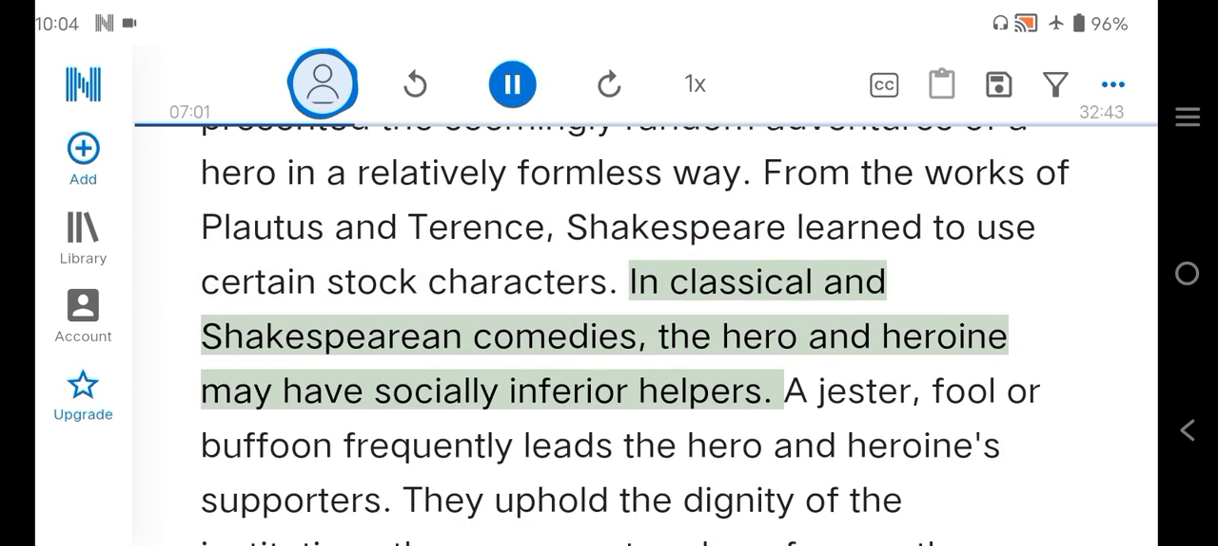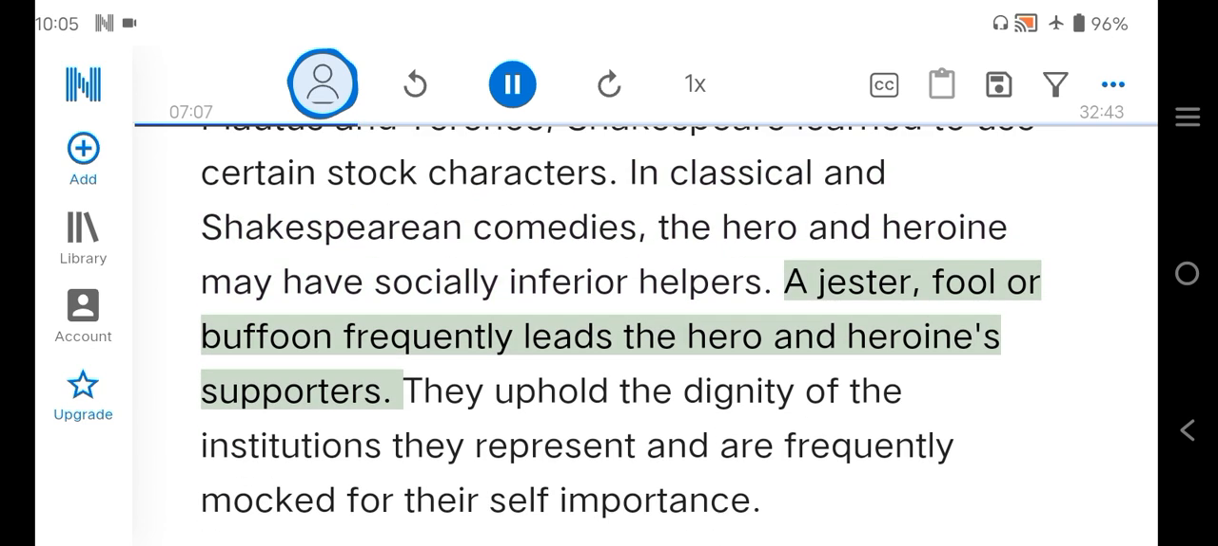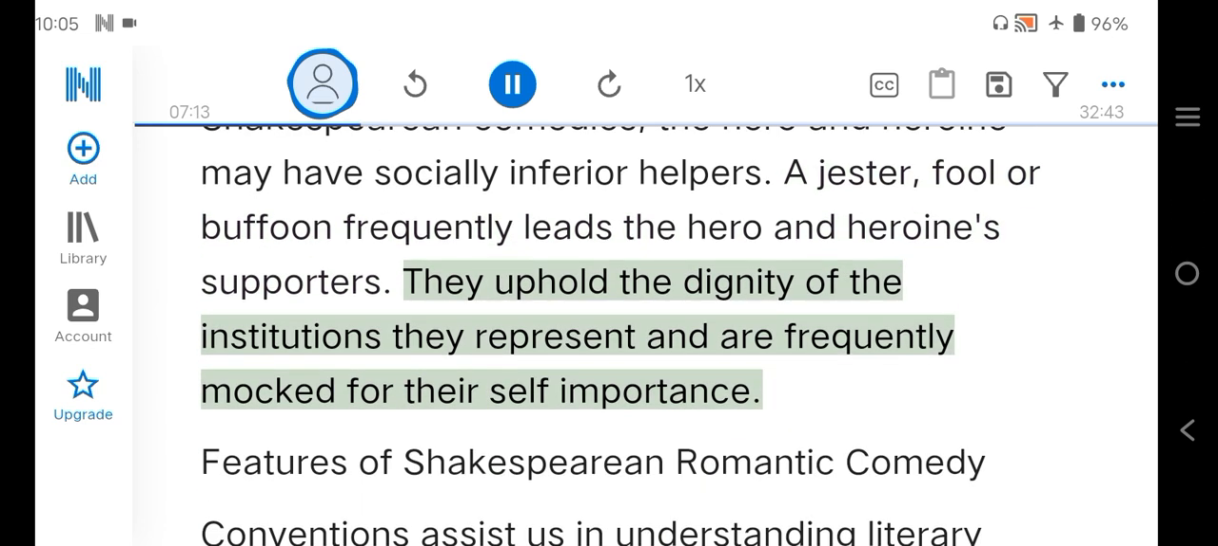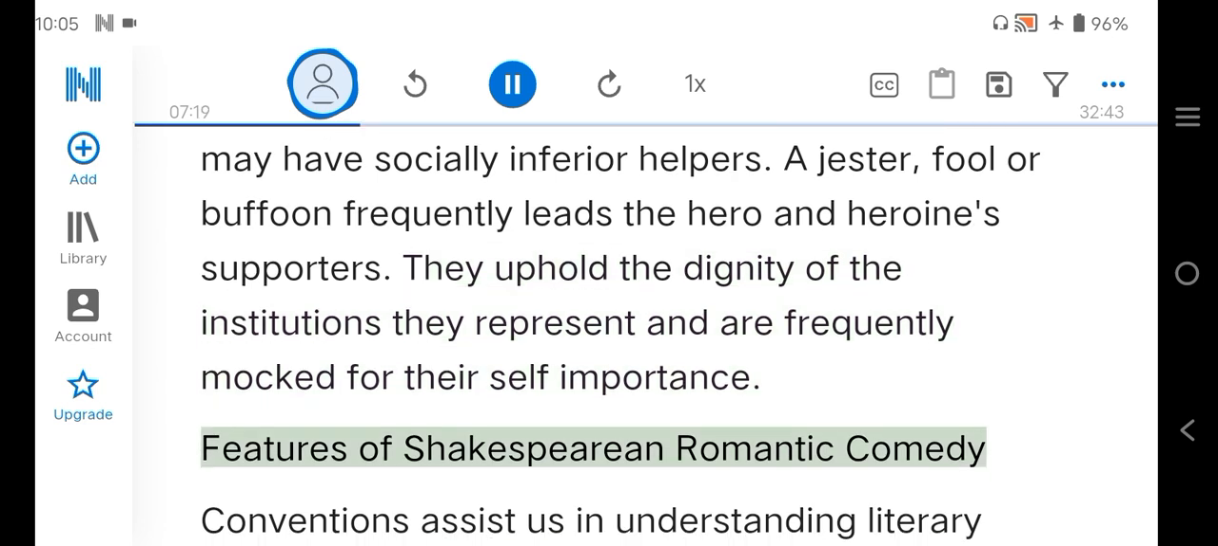In classical and Shakespearean comedies, the hero and heroine may have socially inferior helpers. A jester, fool or buffoon frequently leads the hero and heroine's supporters. They uphold the dignity of the institutions they represent and are frequently mocked for their self-importance.